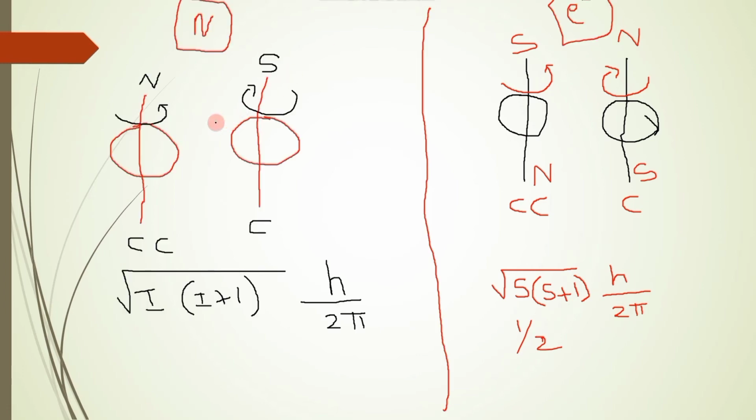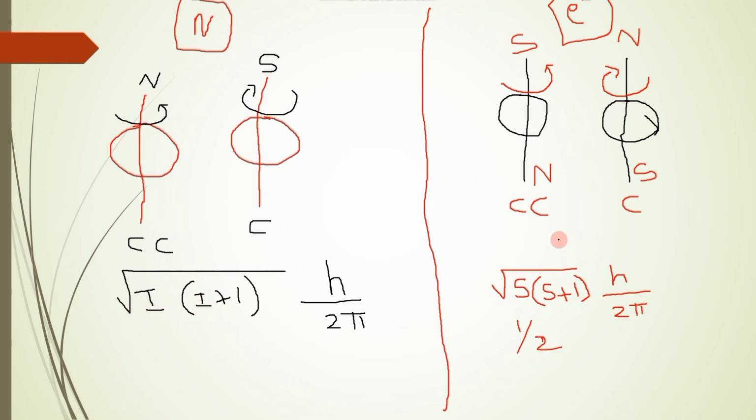Like electron, nucleus also has its spin, clockwise and anti-clockwise. So this is also a charged particle, that is proton and neutron. So proton is positively charged, so moving charge induces a magnetic field. So here this is north and this is south, and for this moving charge, the angular momentum is given by under root of I into I plus 1 h by 2 pi. So here I is nothing but nucleus spin quantum number.